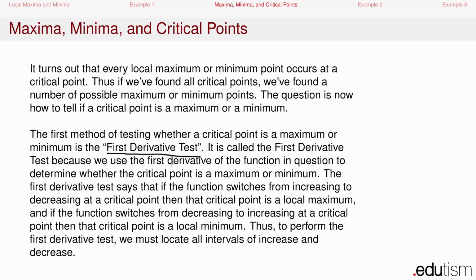It's called the first derivative test because we're going to use the first derivative of the function in question to determine whether the critical point is a maximum or a minimum. The first derivative test says that if the function switches from increasing to decreasing, basically if it goes up, then it comes back down again, then the point in question is a local maximum. It says that if it switches from decreasing to increasing, then the point in question has got to be a local minimum. Thus, to perform the first derivative test, what we must do is locate all the intervals of increase and decrease. Then we can figure out where the local maxima and the local minima are by looking at those intervals.